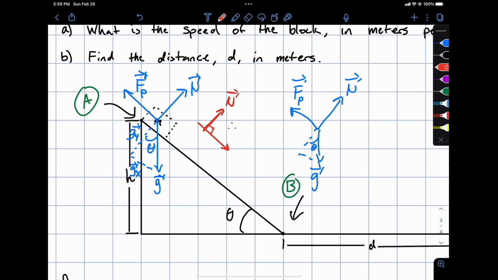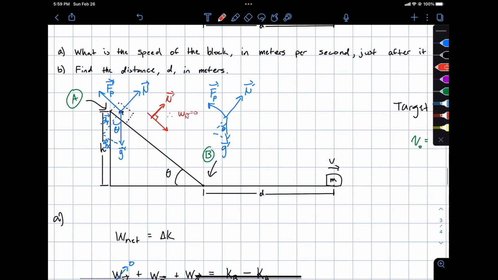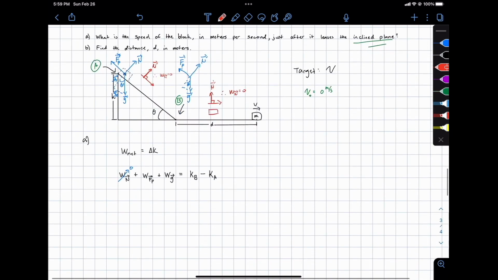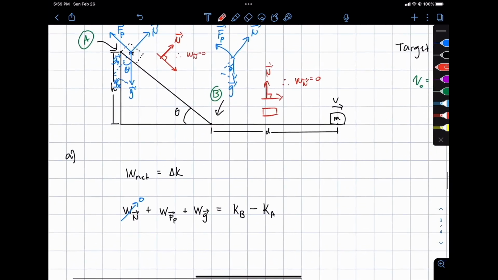Therefore, work done by the normal force equals 0. You can also see over here, if I had the mass over here, right? Normal force pointing up, the direction it continues to slide that way. It's perpendicular to the direction, so work done by the normal force equals 0. Okay, so we proved that point.